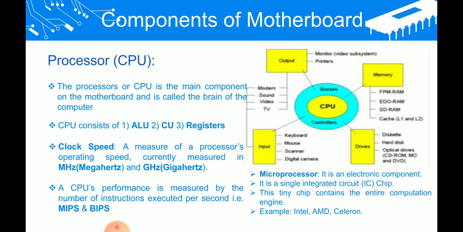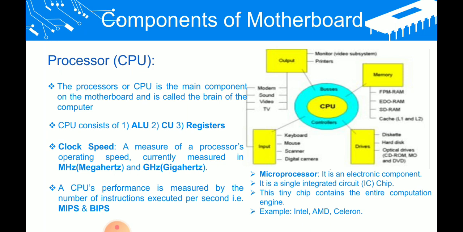Clock frequency is measured in megahertz and gigahertz, and the CPU's performance is measured as MIPS and BIPS, that is millions of instructions per second and billions of instructions per second. The latest PCs will have a clock speed of more than 1 gigahertz. In the Windows operating system, we can check the clock frequency and the processor's name in the system properties.